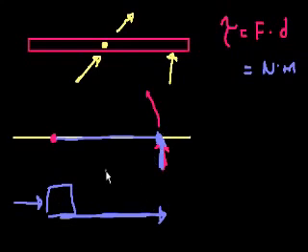In the situation of torque, the distance vector is the distance from the fulcrum or the pivot point or the center of mass to where I'm applying the force. This distance vector is perpendicular to the force that's being applied. So torque and work are fundamentally two different things, even though their units are the same.